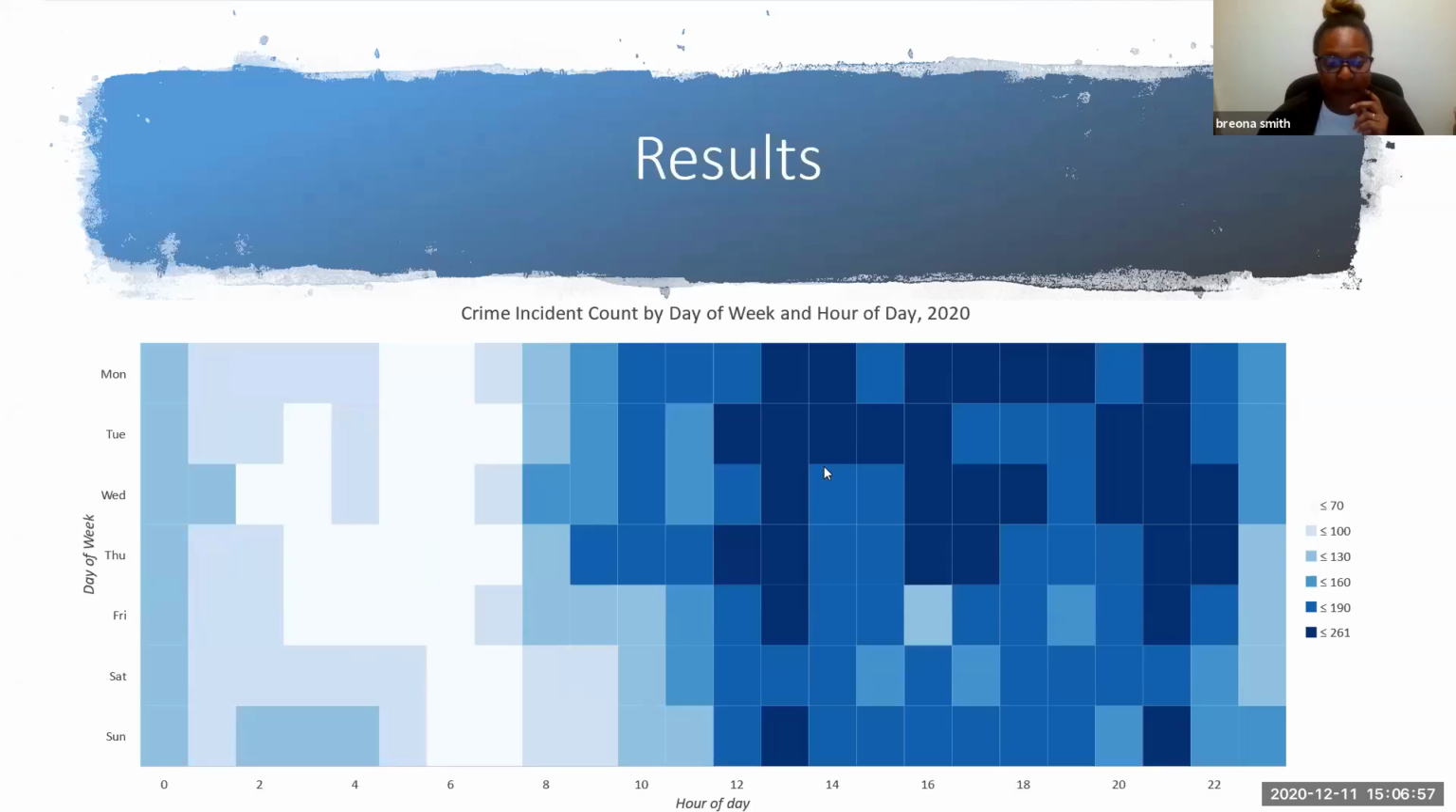2020 also shows that pattern. It shows that most crime is done between 10 a.m. and 10 p.m. This time actually corresponds to the day and evening shift of the police department.